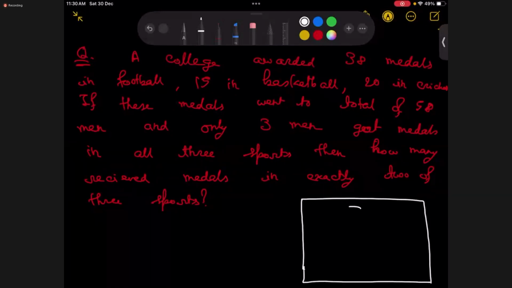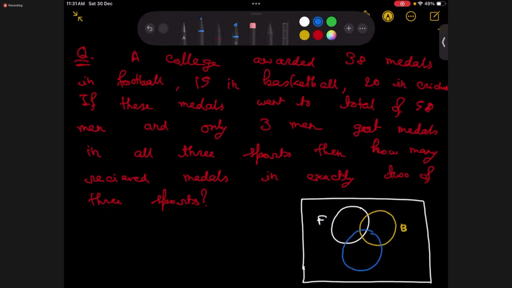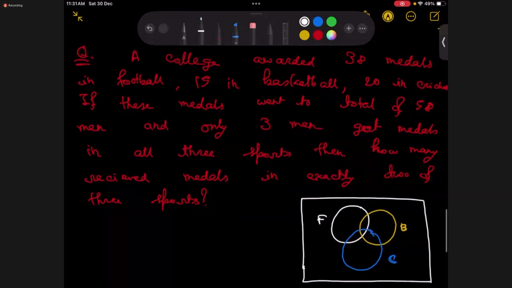So football means F. Okay, this is the white one. This stands for F, football. This yellow is the basketball. So this stands for B, and the blue one is the cricket. This stands for C. And according to the question, the number of white is 38. The number of C is 20. And the number of yellow is 15. And they have one thing in common, they have already given that 3 men.